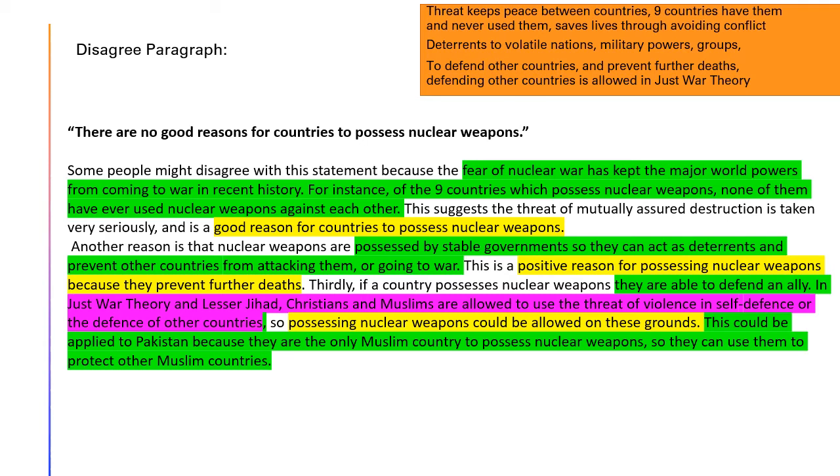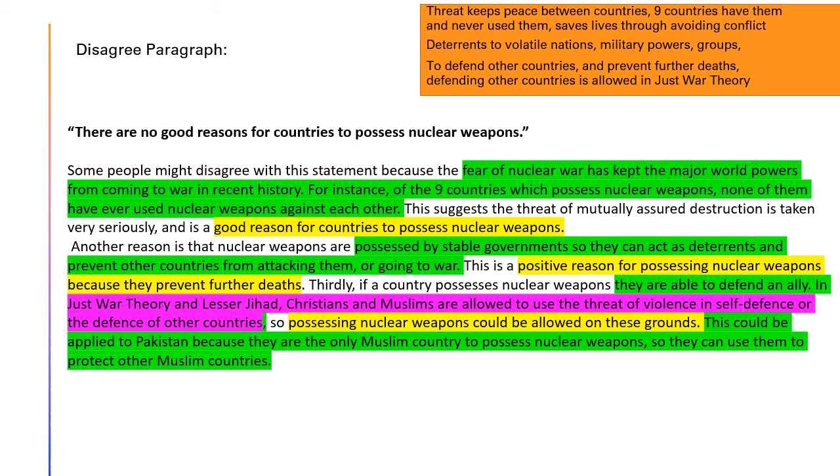Now, a final point. Thirdly, if a country possesses nuclear weapons, they are able to defend an ally. In just war theory and lesser jihad, Christians and Muslims are allowed to use the threat of violence in self-defense or the defense of other countries. So possessing nuclear weapons could be allowed on these grounds. You can see I've linked in the words of the question there nicely to that sentence.